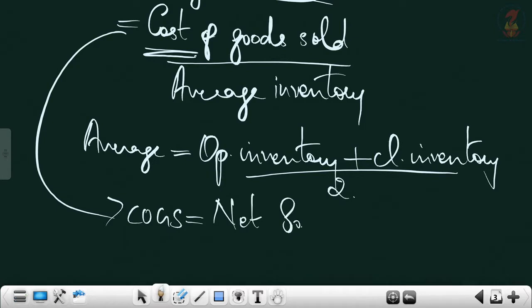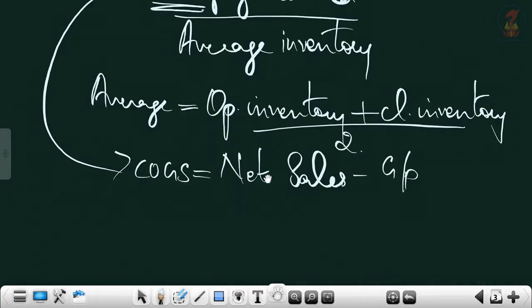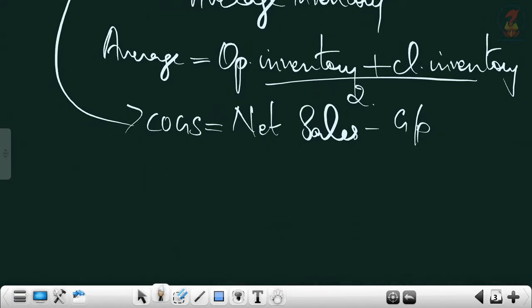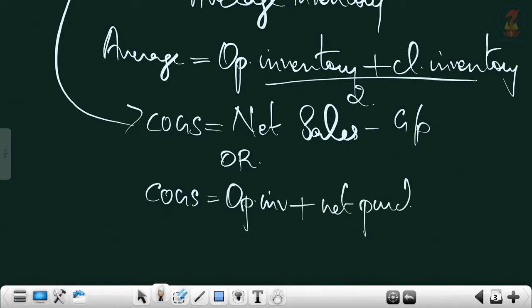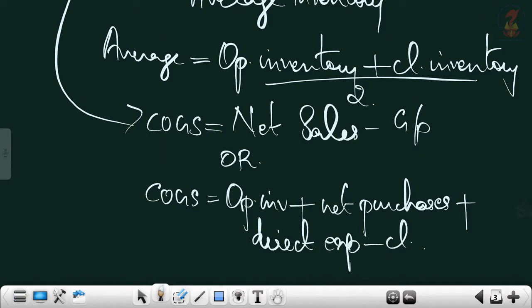net sales minus gross profit. Last year we learned trading and P&L account. This particular formula we are deriving from that trading and P&L account. Net sales minus GP, that's the gross profit, we will get cost of goods sold. Or if the information related to sales and gross profit is not available, cost of goods sold will be opening inventory, that is opening stock, plus net purchases plus direct expenses minus closing inventory or closing stock.